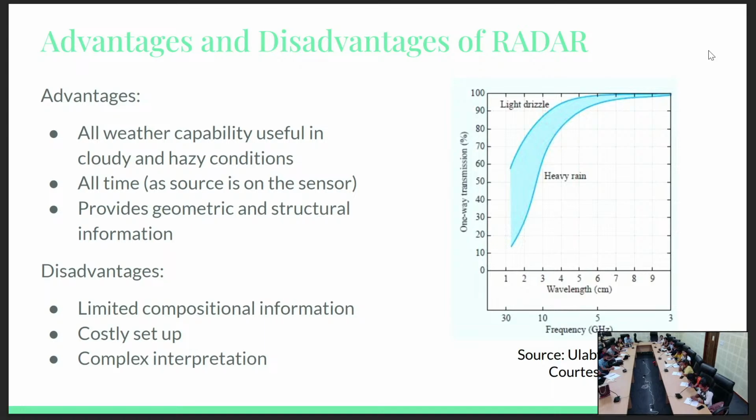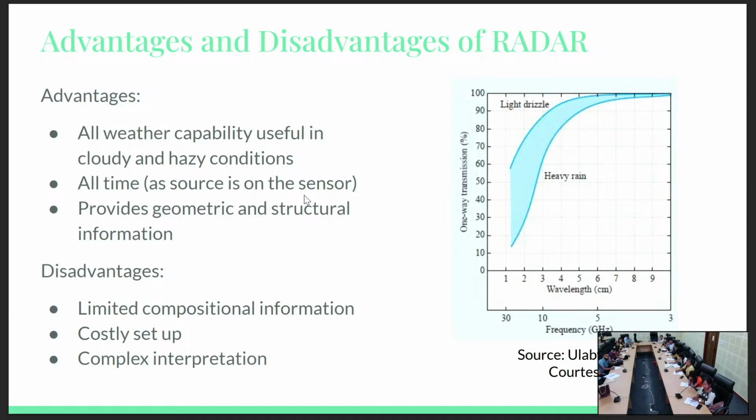So this slide talks about the advantages and disadvantages of using radar. Now the first advantage is that because we have our own source of light, we are the ones sending the signal and receiving the signal anyway. So because of that we can operate at any time. Day or night does not matter. We don't have to be dependent upon a source of light for this, right? So day night operation is feasible, and that is one major advantage.